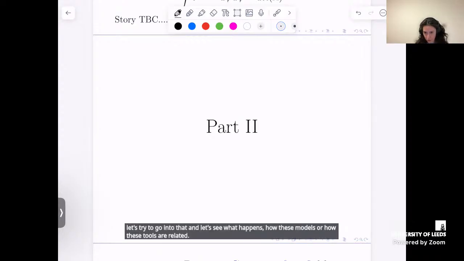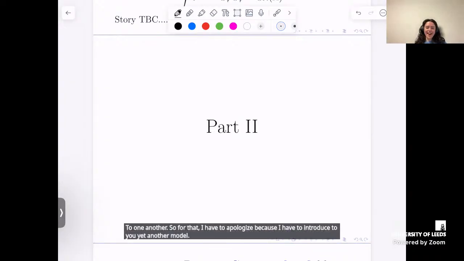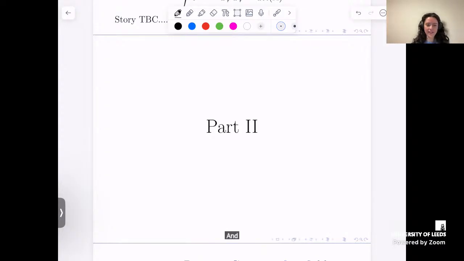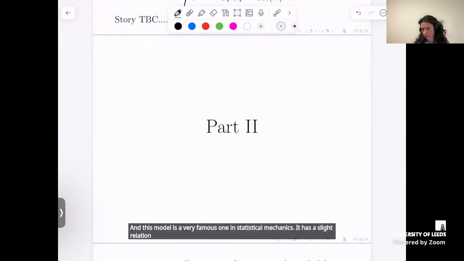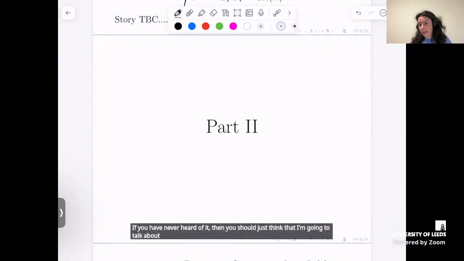For that, I have to apologize because I have to introduce to you yet another model. And this model is a very famous one in statistical mechanics. It has a slight relation to what I'm going to say later. If you have never heard of it, then you should just think that I'm going to talk about a Gaussian vector. Nothing more complicated than that.